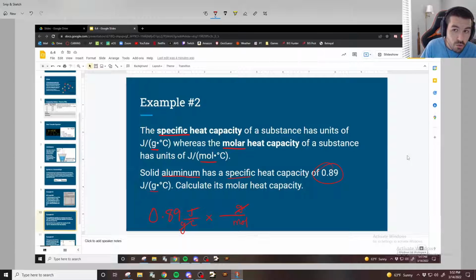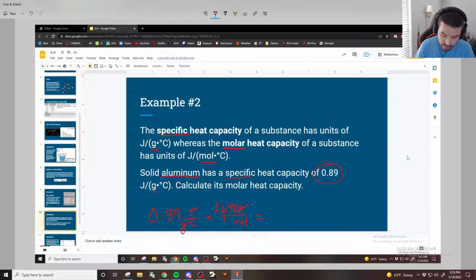And I'm talking about aluminum here. The value for grams per mole for aluminum I believe is about 27. I don't have my periodic table in front of me. Actually, I do. 26.98. Sorry, it was right over there on my desk. 26.98 grams per 1 mole. This is going to convert my specific heat capacity into the molar heat capacity. It really is as simple as that.